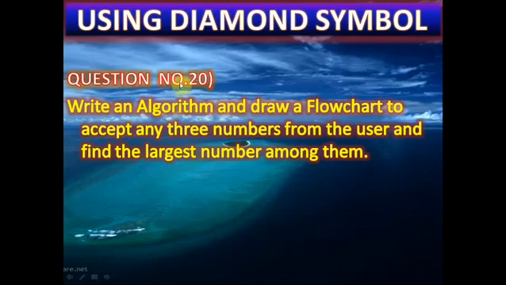So first of all, I want to show you the question once again. Question number 20. Write an algorithm and draw a flowchart to accept any three numbers from the user and find the largest number among them. First of all, you have to analyze the question, read it properly: accept any three numbers from the user, and find the largest number among them. For this problem, first I'm going to write the algorithm, and after that I will tell you how to make the flow chart.